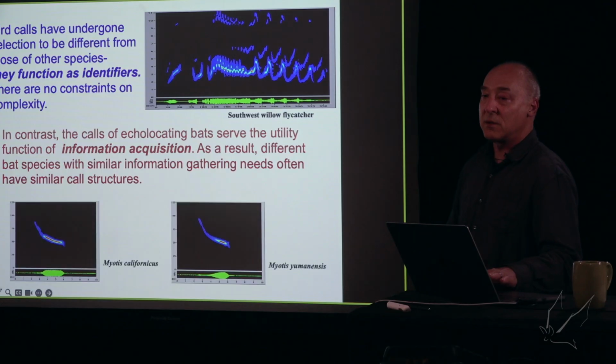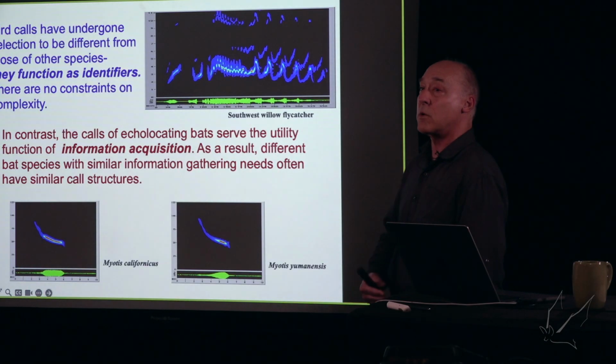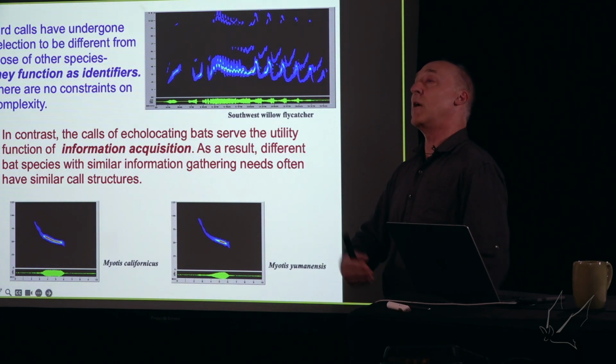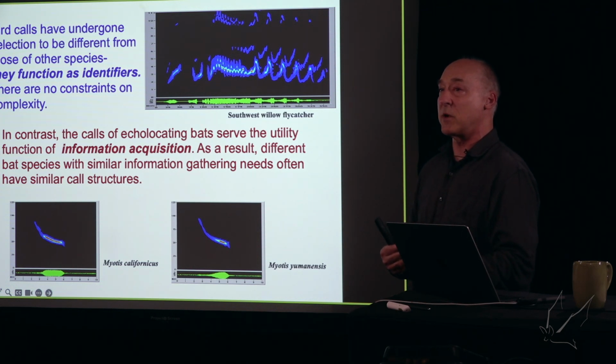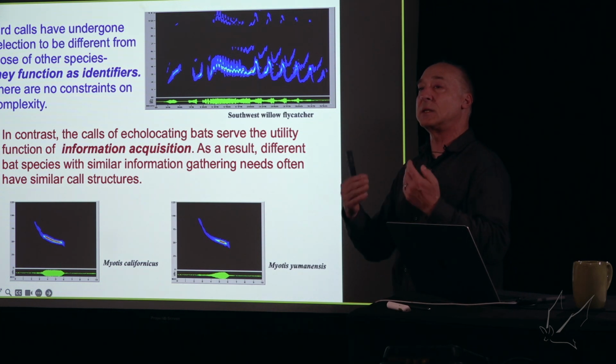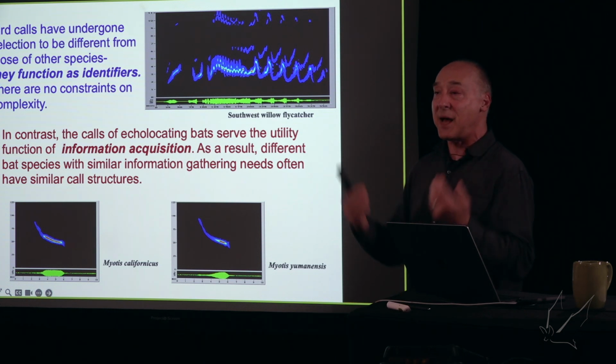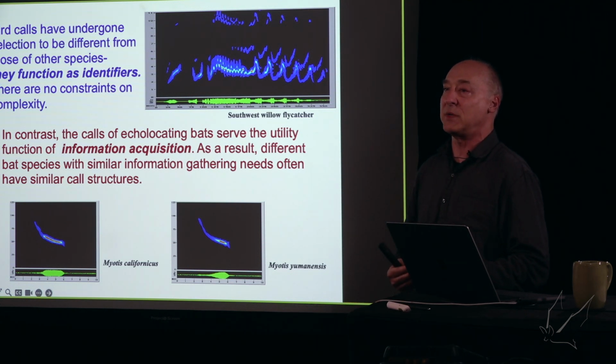But the bats are using the sounds that we're recording for the utility function of putting out a pulse, getting an echo back from which they can garner information from it. And as such, they're selected to optimize that task of getting information back from these signals. And as such, different species that have very similar information gathering tasks converge on having very similar signals because that's the best solution to that task. There's no selective pressure for one species to make different echolocation calls than another species.